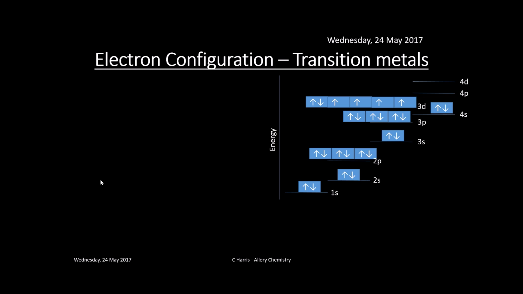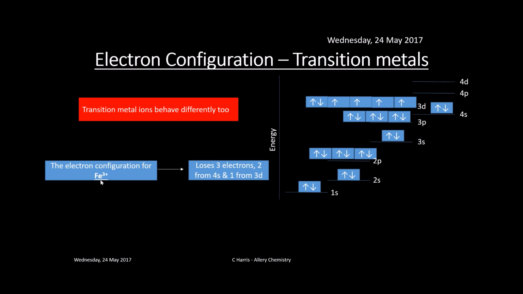Okay, transition metals, they're a little bit different. They behave differently. So we've got the electron configuration for Fe3+. They lose 3 electrons to form Fe3+, 2 from the 4s and 1 from the 3d, which is a little bit strange. So, let's have a look. Here's the configuration here, as you can see.